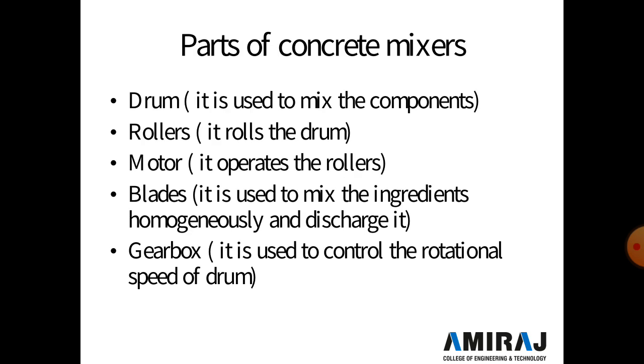Now the parts of the concrete mixer. Here there are five main parts. First one is the drum, which is used to mix the components, and second one is the roller, which rolls the drum. The third one is the motor, which operates the rollers, and by using the motor we rotate the drum. The blade is used to mix the ingredients homogeneously and discharge them, and the last one is the gearbox, which is used to control the rotation speed of the drum.